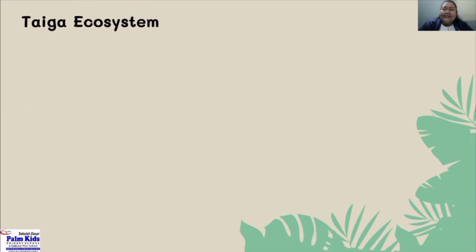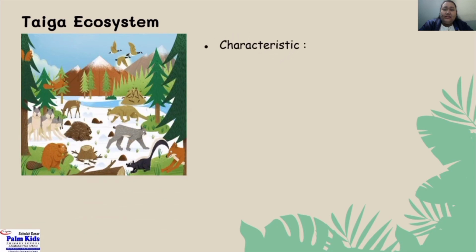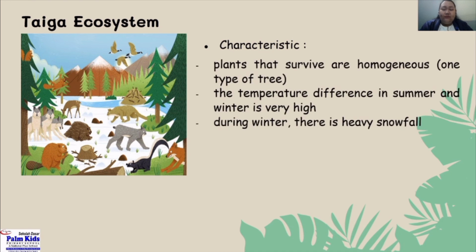Okay, next, taiga ecosystem. This is taiga ecosystem. Before that, I will tell you the difference between tundra ecosystem and taiga ecosystem. The land of tundra ecosystem is covered with ice, also the sea. As you can see, the taiga has several plants, but they are homogeneous plants. Plants that survive are homogeneous, one type of tree, like pine tree.